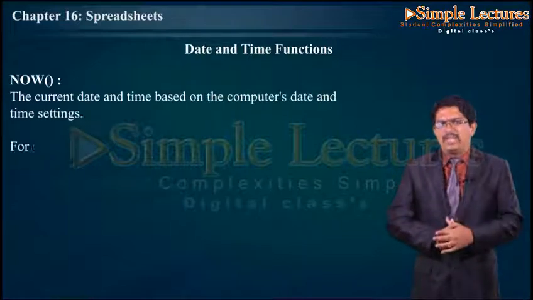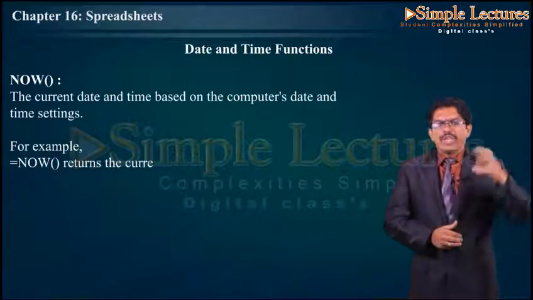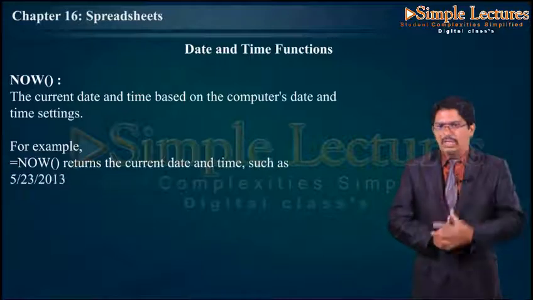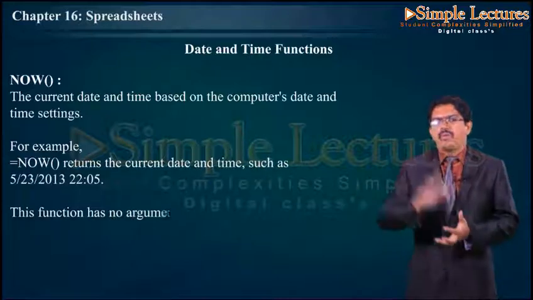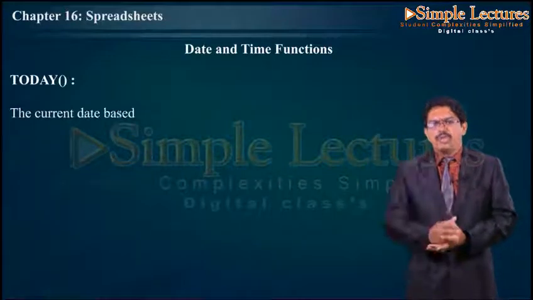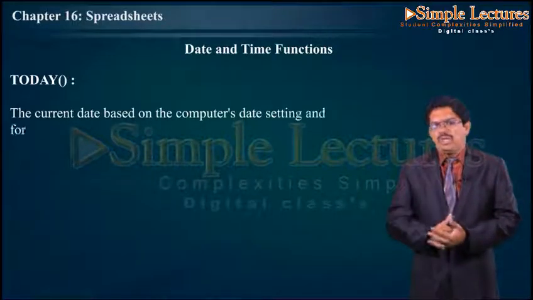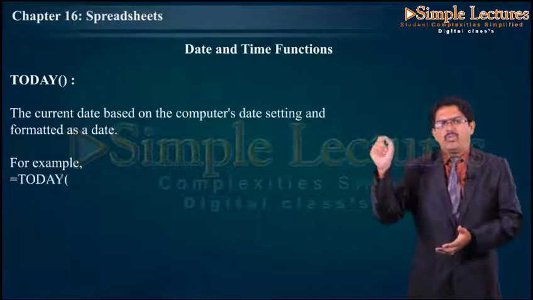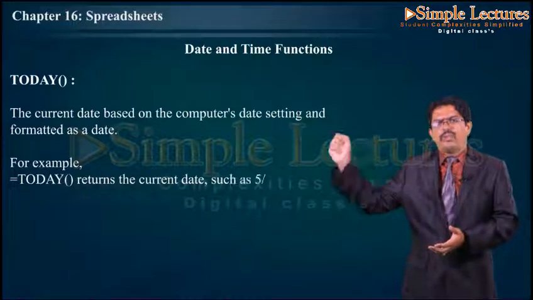NOW returns the current date and time based on the computer's date and time settings. It does not take any arguments. TODAY displays the current date based on the computer's date. Example, TODAY() returns 5/23/2013. It does not take any arguments.